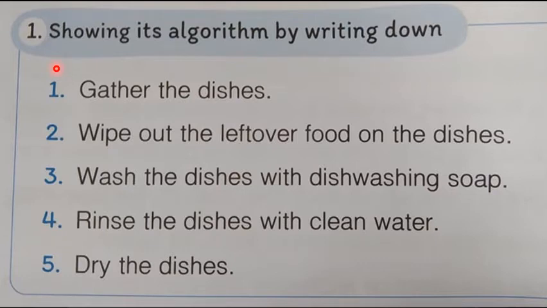So one way we can show how to do something is just to write down the things you have to do. Very straightforward. So first we have to get the dishes. Next we have to wipe off the leftover food on the dishes. Next, wash the dishes with dishwashing soap. Next, we rinse the dishes with clean water. And 5, we dry the dishes. So that's one way we can write out the things we have to do. But it might not be very clear what we have to do.